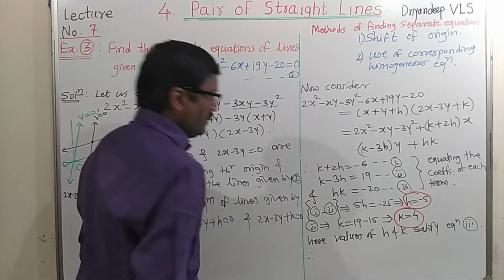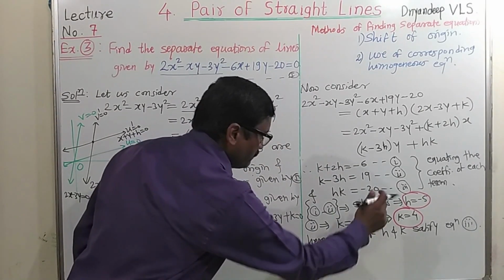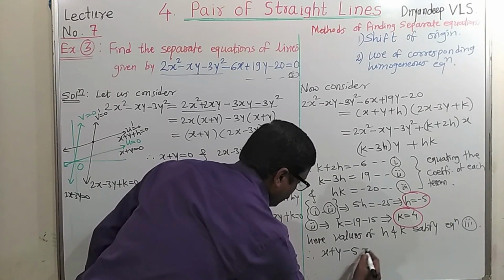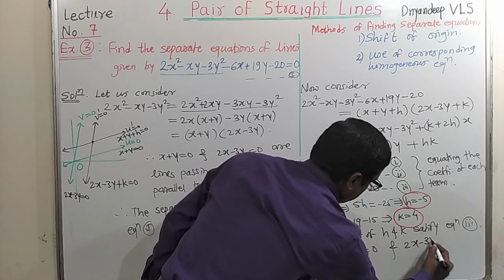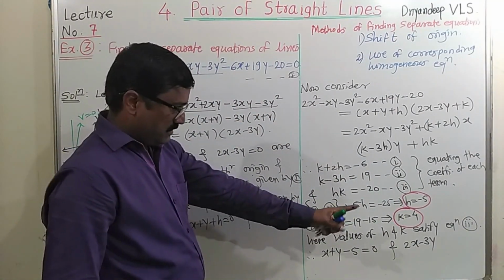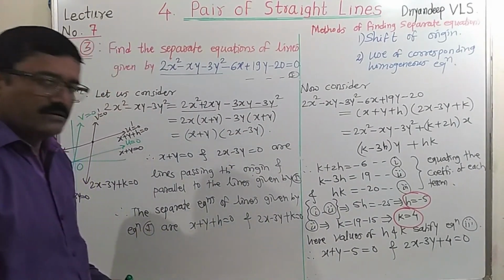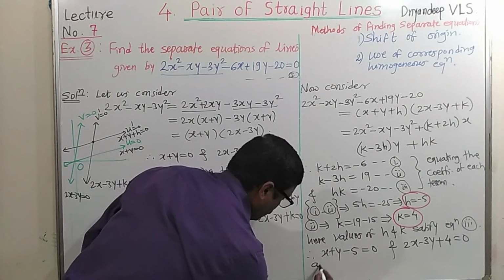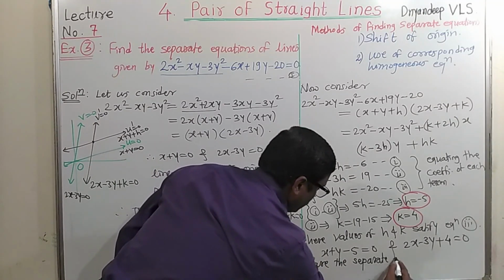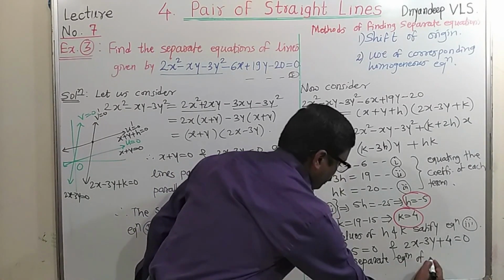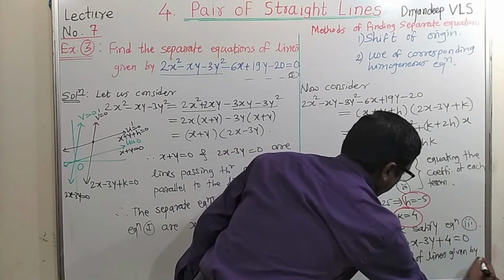Therefore, x plus y plus h, means minus 5, equal to 0, and 2x minus 3y plus k, means plus 4, equal to 0. These are the separate equations of lines given by first equation.